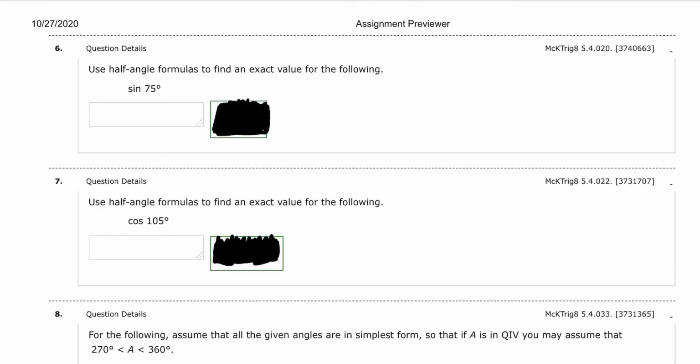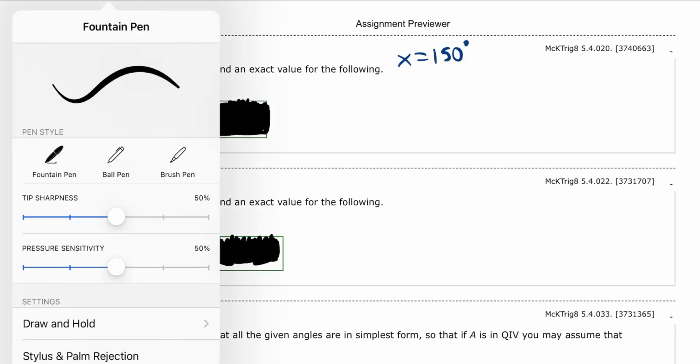Let's look at this one. Same thing, half angle formula. We're going to let x be 150. Basically what you want to do is just double that. If you multiply it by 2, you get 150, and that becomes your x.